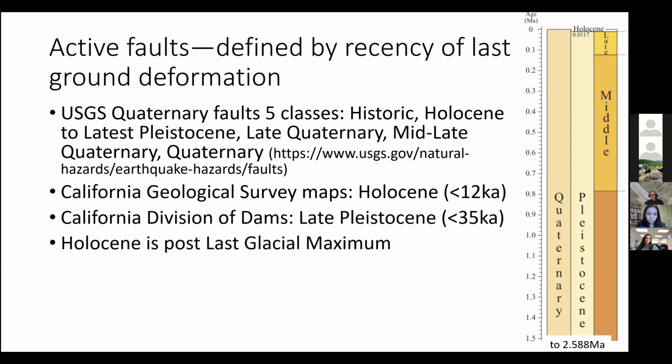So I show on the right kind of the last 1.5 million years, just to remind you of the geologic time scale. The Holocene starts 11,700 years ago. And so the USGS Q faults have 5 classes: historic, Holocene to latest Pleistocene, late Quaternary, mid-late Quaternary, and Quaternary. On the other hand, CGS basically says it's Holocene. If it cuts something that is Holocene age, it's active. On the other hand, California Division of Dams says late Pleistocene. If the faults cut features that are less than 35,000 years, they're active.